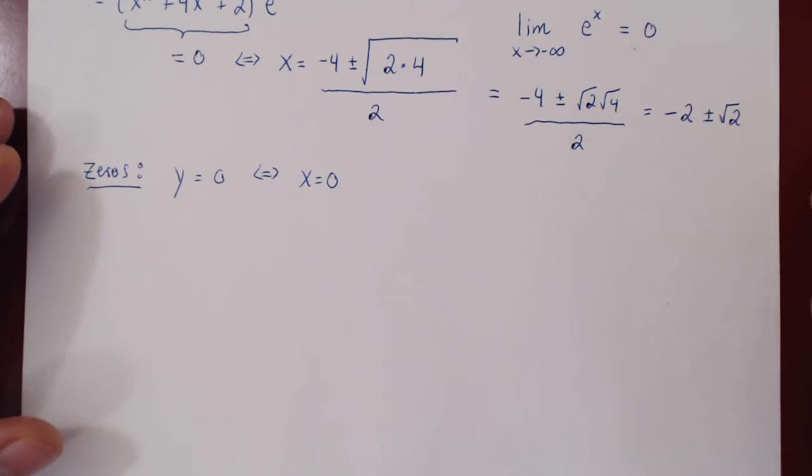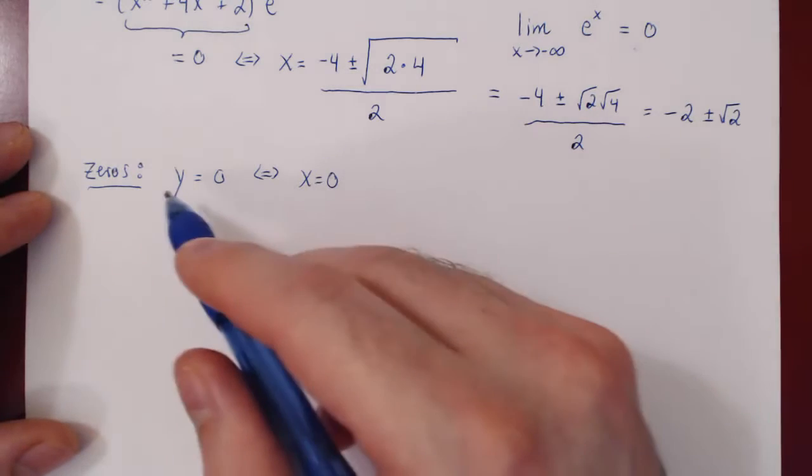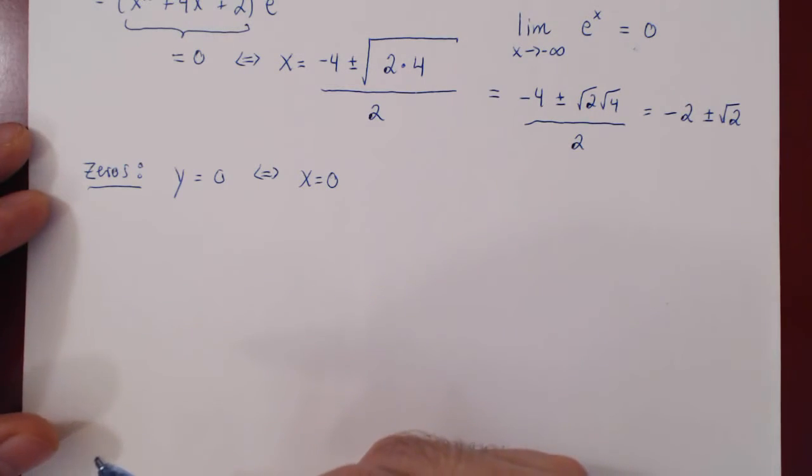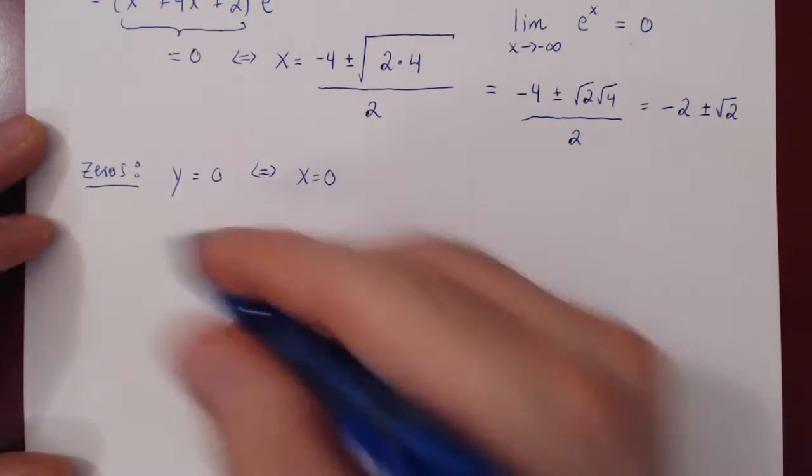And this also gives us the y-intercept. When x is 0, y is also equal to 0. So we can jump now to the critical points.